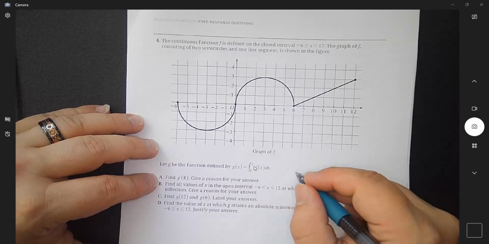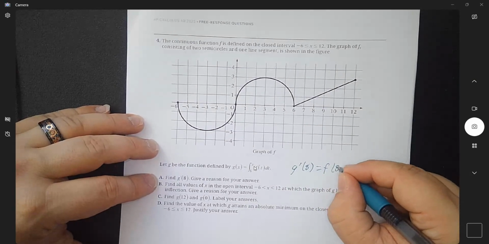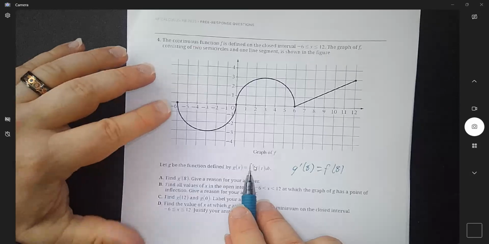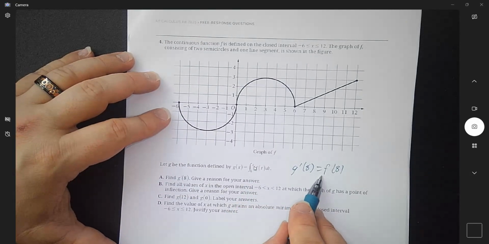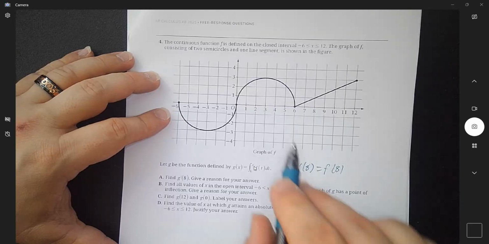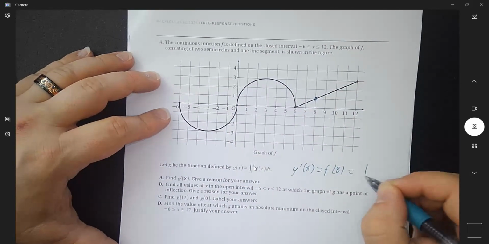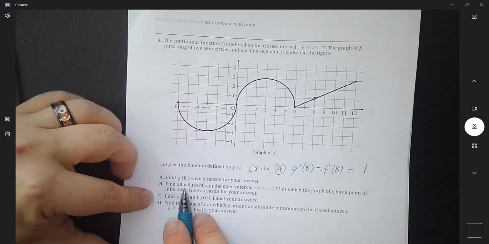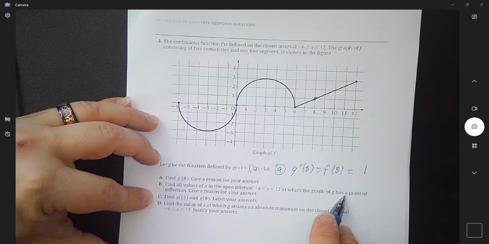Okay, well then g prime of 8 would just equal f at 8, because that's one of the fundamental theorems of calculus. The derivative of an integral is itself. This is f, so f at 8 would be 1. That's part A.